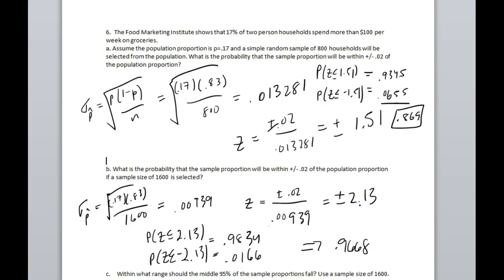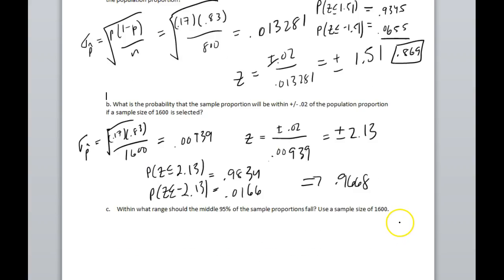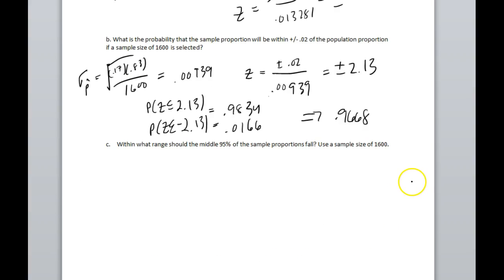And then it says, within what range should the middle 95% of the sample proportions fall? Use a sample size of 1600. So now we are running a confidence interval. So we have C is equal to 1.96, right? We already know that because that's what our 95% confidence interval says. So what range are we looking for?